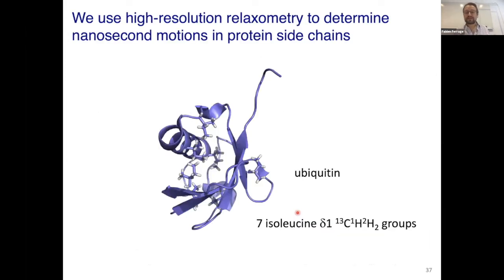So because it's not very sensitive, the data we have are only on model systems, and what I will tell you in the whatever number of minutes I'm allowed to speak is an investigation of sidechain motions in ubiquitin. In particular, we focused on the 7 isoleucine residues in ubiquitin, using labeling to have a fully carbon-12 and deuterated background and only one carbon-13 and one proton at the delta 1 position, at the delta 1 methyl group.